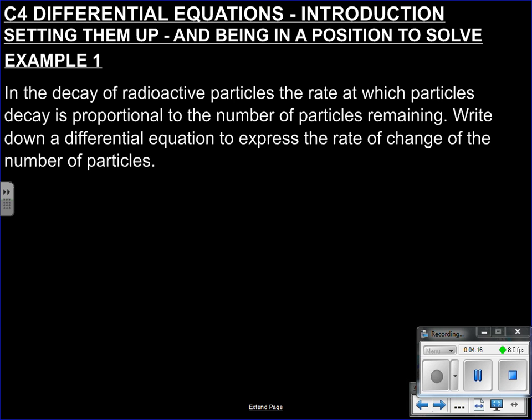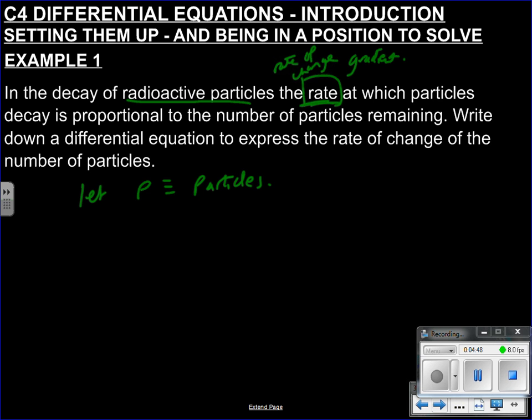What you've got to look for is triggers, okay? So we're talking about radioactive particles. So it would help if I defined a variable to mean particles. So I'm going to say let P be the particles, okay? It says rate. Now rate means rate of change. And as soon as you're hearing rate or rate of change, we're thinking gradient.